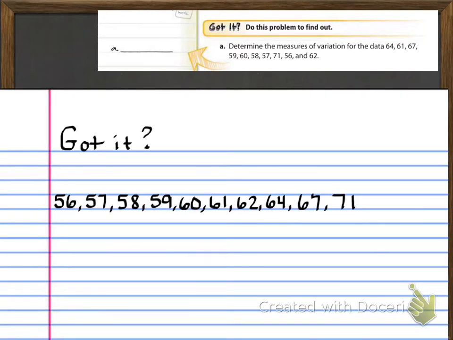So you want to go ahead and work on A from here. Notice that I have already lined the data up for you. Don't forget to do that. That is your first step, to line them up from least to greatest. All right, so now you have your data here and it's lined up in the correct order. And the next thing that you're going to have to do is find the median.